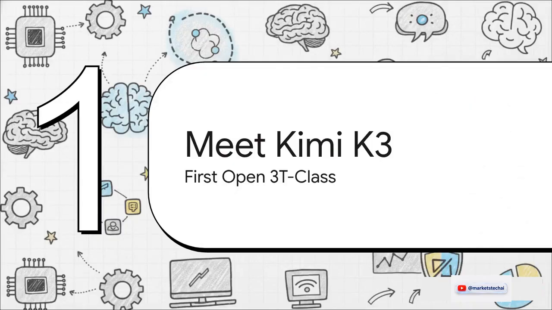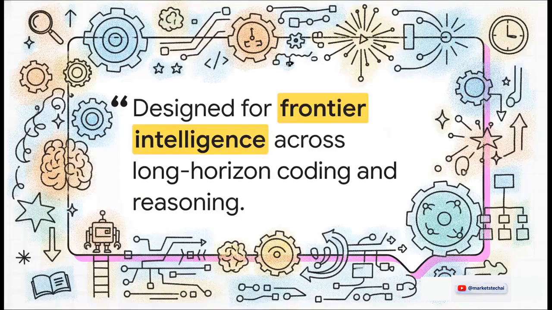Section 1. Meet Kimi K3, the world's first open 3T class model. As the developers at Moonshot AI put it, this system is a flagship open-weight reasoning model designed for frontier intelligence across long-horizon coding, knowledge work, and reasoning. That phrase right there, long horizon, is absolutely key. This isn't just about answering a quick trivia question, right? It's built for complex agentic tasks. You give the AI a high-level goal, and it works independently, searching, coding, verifying, and correcting itself over an extended period. Think of it less like a search engine and more like a tireless digital intern.